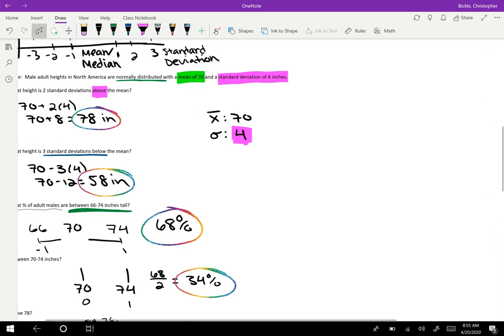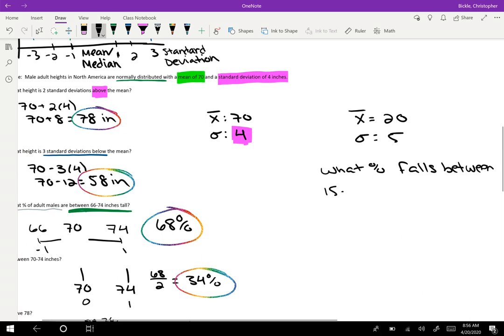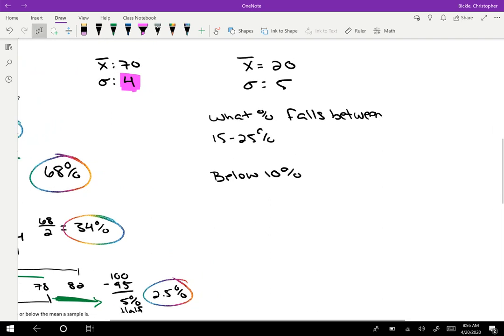So really quick, say there's a data set that's got a mean of 20 and a standard deviation of, let's just say, 5. And they say, hey, what percent of the data falls between 15 and 25? Or they say, hey, what percent falls below 10? Go through and set up the x-axis of that graph.